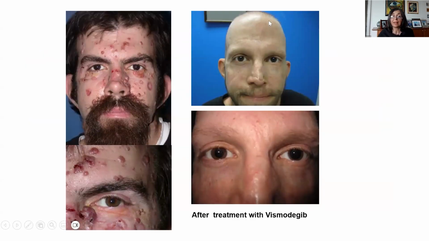You can see this patient has had nice resolution of all of his lesions. And of course, the asymptomatic small basal cell cancers in patients with Gorlin syndrome can be simply observed. They don't need to be tackled with surgery or medication.